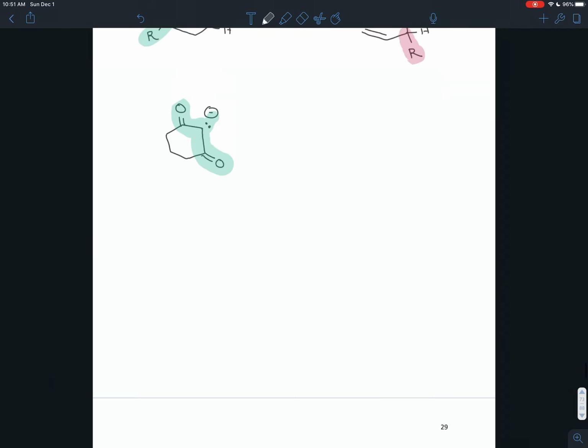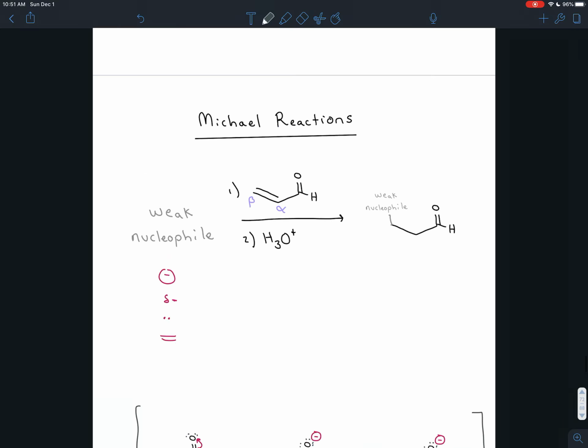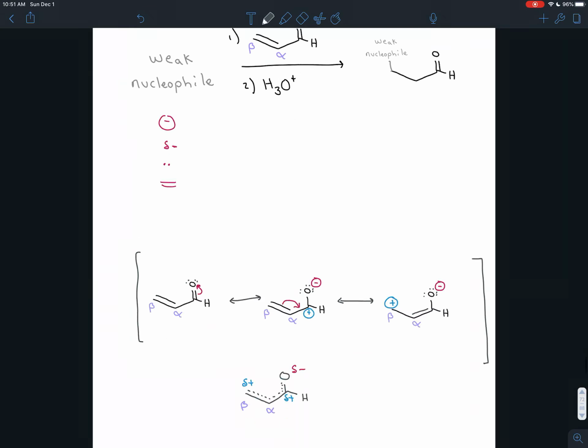And now that we have those concepts down, I want to take just a second to sort of draw the mechanism out for this, which is a little complicated. But notice the overall effect is you add the weak nucleophile onto the beta position and you just erase the pi bond. That's the overall effect. But the mechanism is a little bit more involved, so I want to draw that out just in case you're interested.